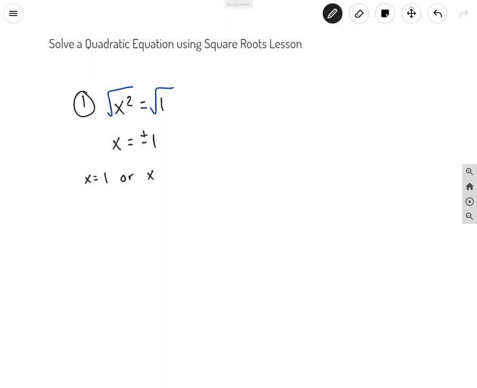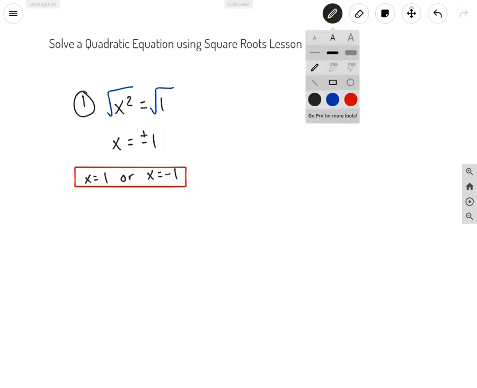Because the square root of 1 could be 1, because 1 times 1 is 1. Or it could be negative 1, because negative 1 times negative 1 is positive 1. So in this case, this is how I get my two separate answers. I get x equals 1 or x equals negative 1. Both is what I have to put down as my answer. Let's look at another example.